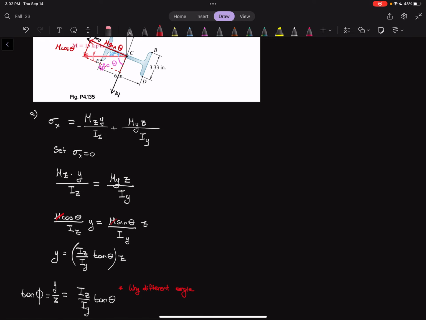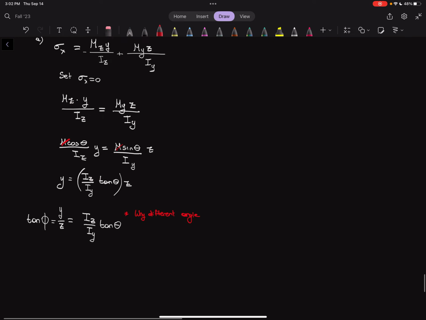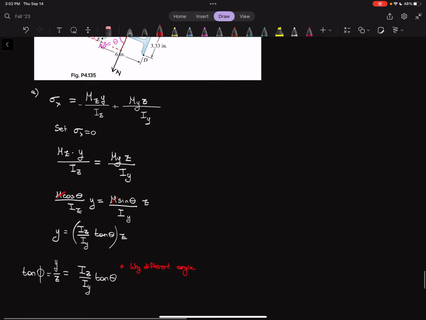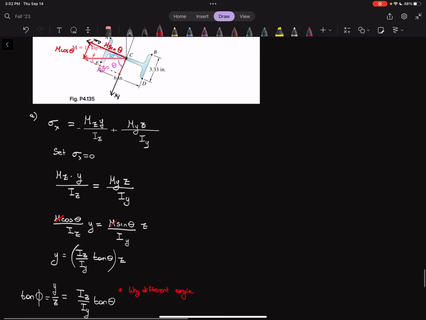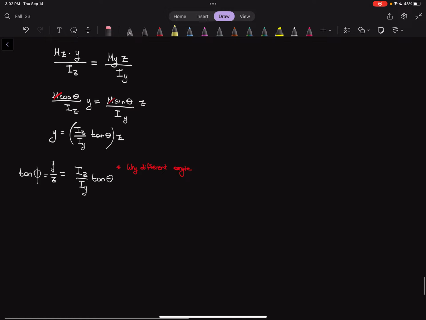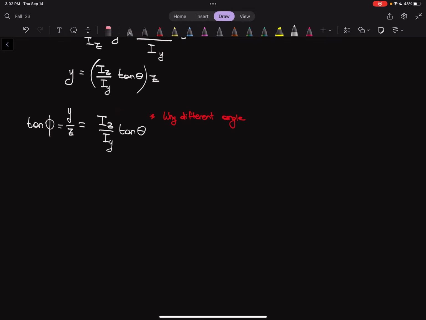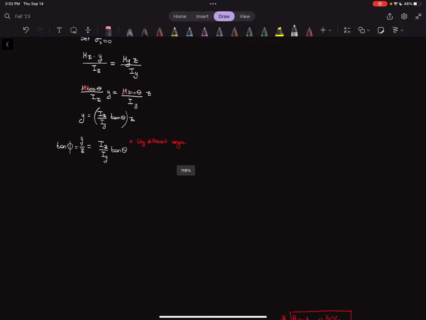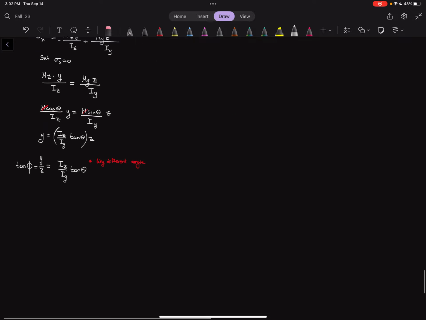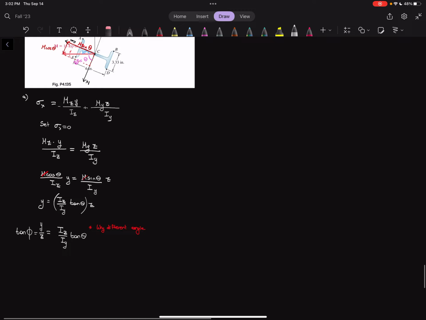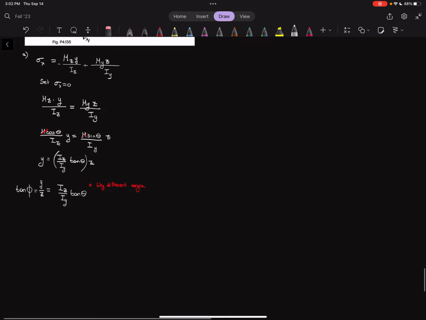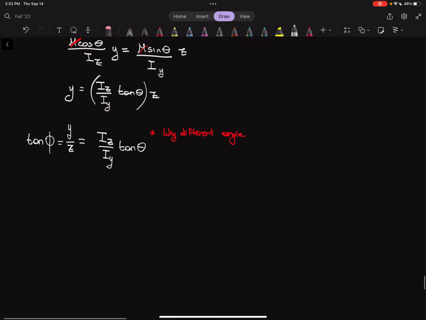The neutral axis is going to be somewhere else. It's going to have a different inclination. So that's how you find your phi. So let's find Iz and Iy and the tangent of theta. We know what theta is. We just found it.